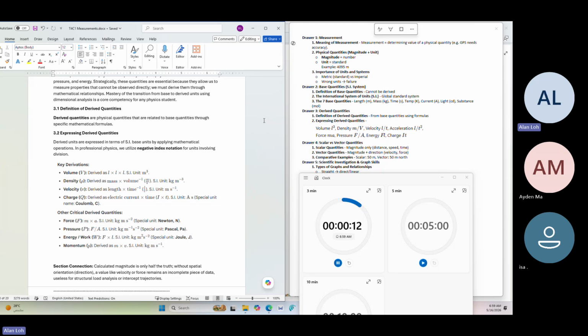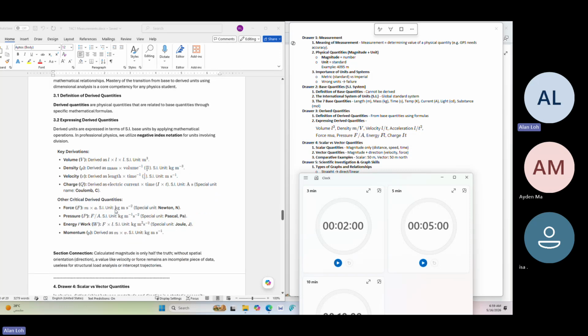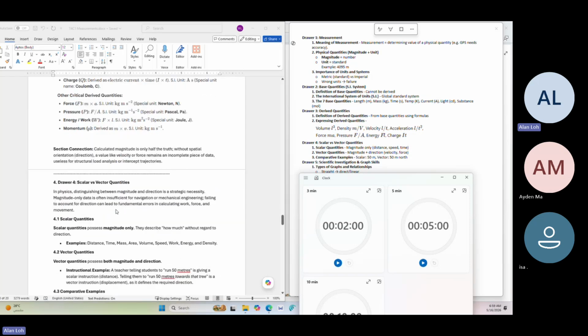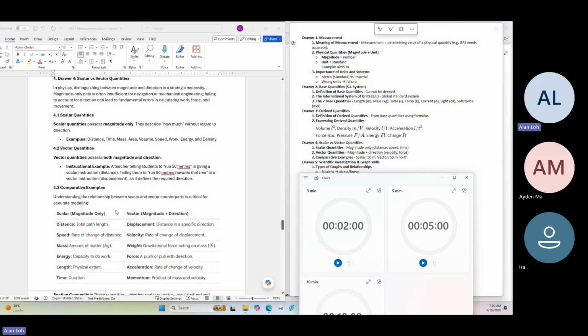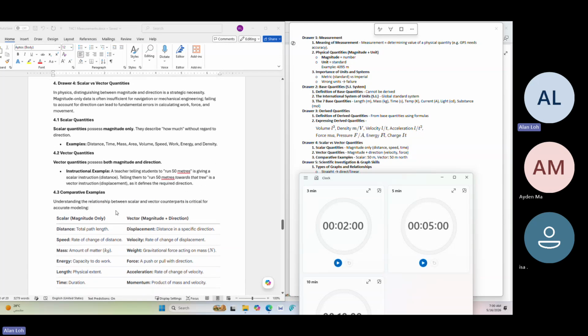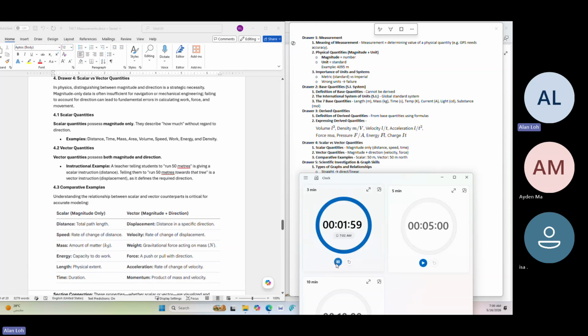Okay, 10 more seconds. All right. Drawer 4. Drawer 4, let's do the same thing. Okay. 2 minutes. Start now.